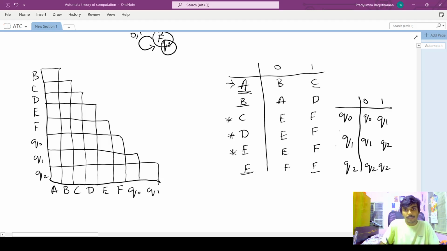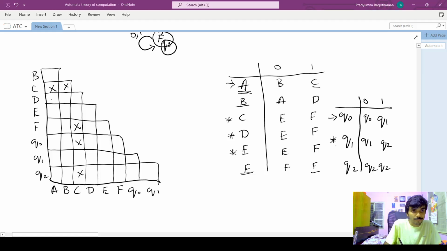Right. Yes, here Q0 is the initial state and Q1 is final state. So let's begin with the first step of the table filling algorithm. We have C as final state, so A is not in the final state, B is also not a final state, Q2 is not a final state, Q1 is a final state, but Q0 is not a final state. Right. Then F is not a final state, E is a final state and D is a final state.